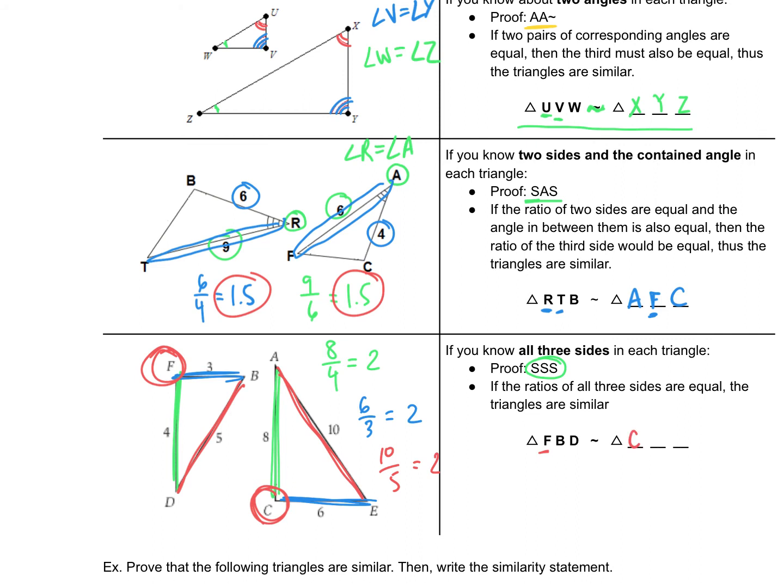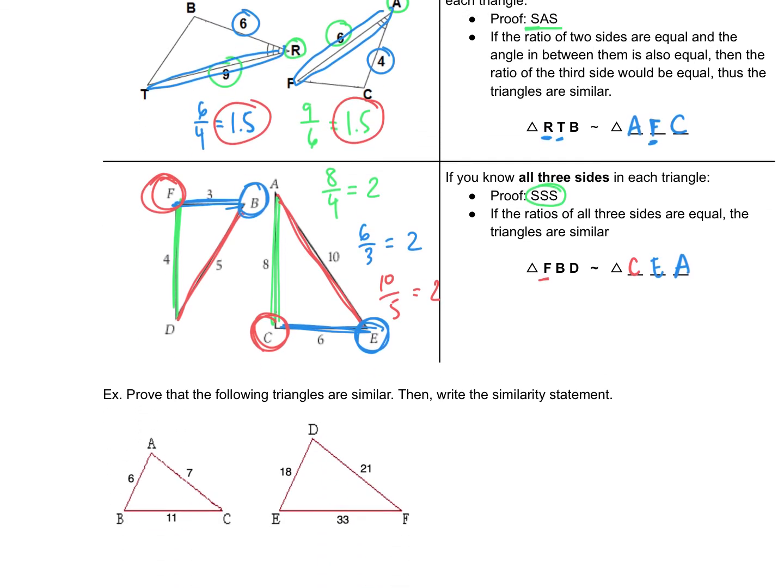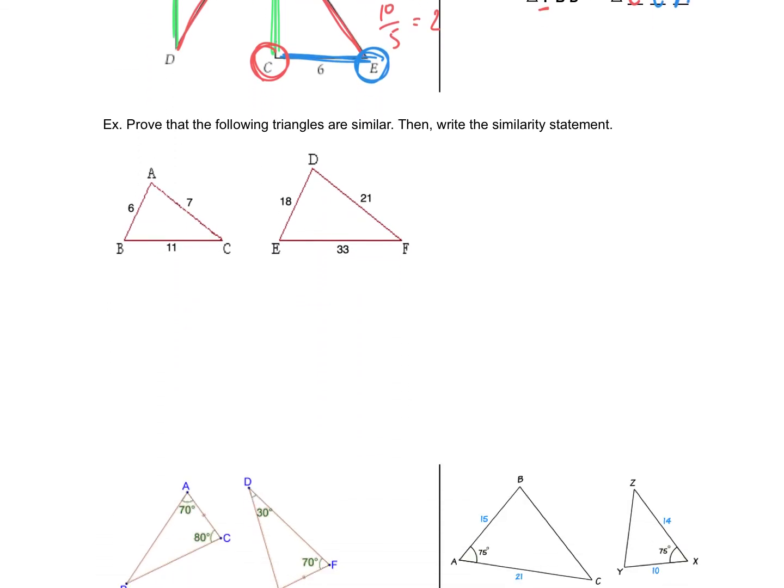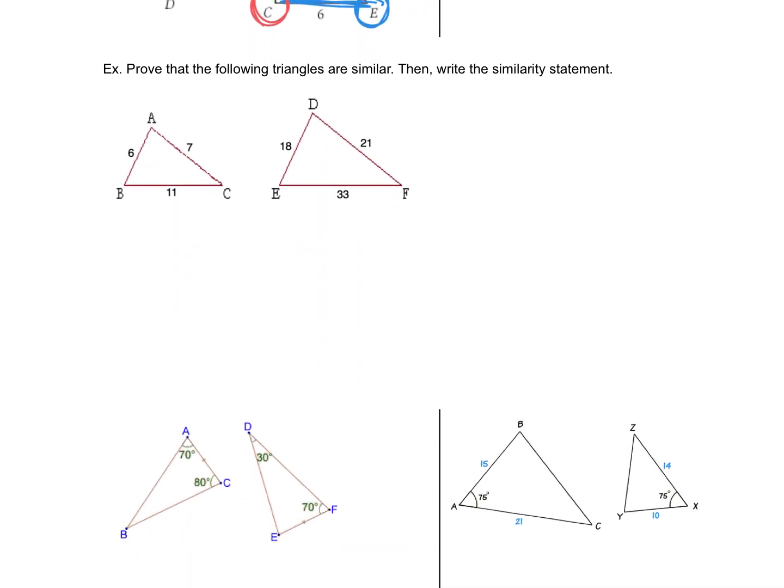Next, let's look at B. B is made up of the blue and red line. E is made up of the blue and red line. So I'll put that next, and then the last letter automatically goes in. So FBD is similar to triangle CEA. So those are our three methods for proving. Now let's try it out properly and decide which rule to use when.